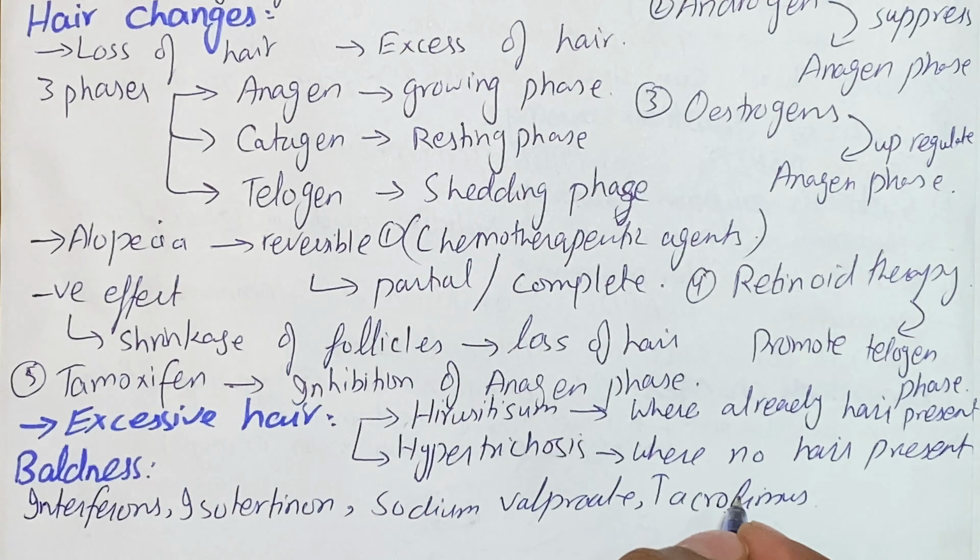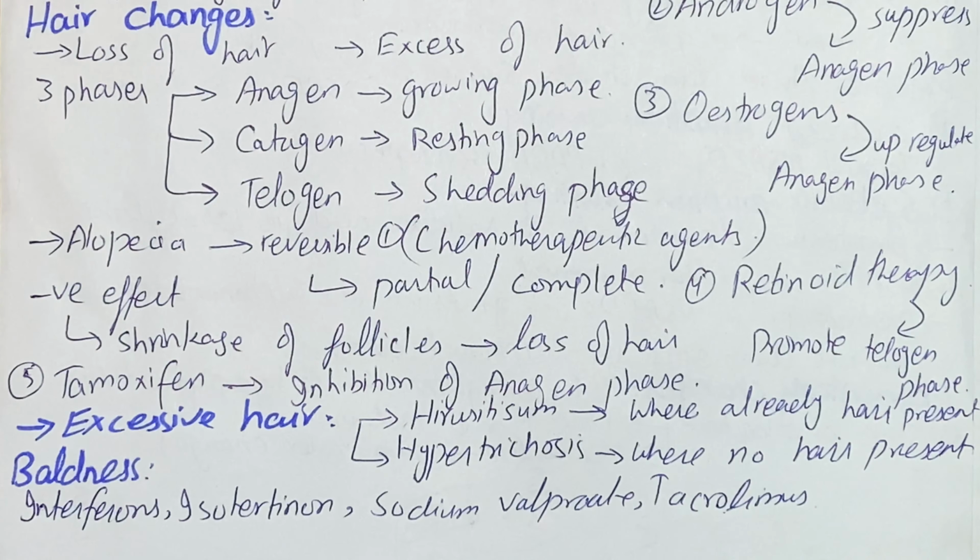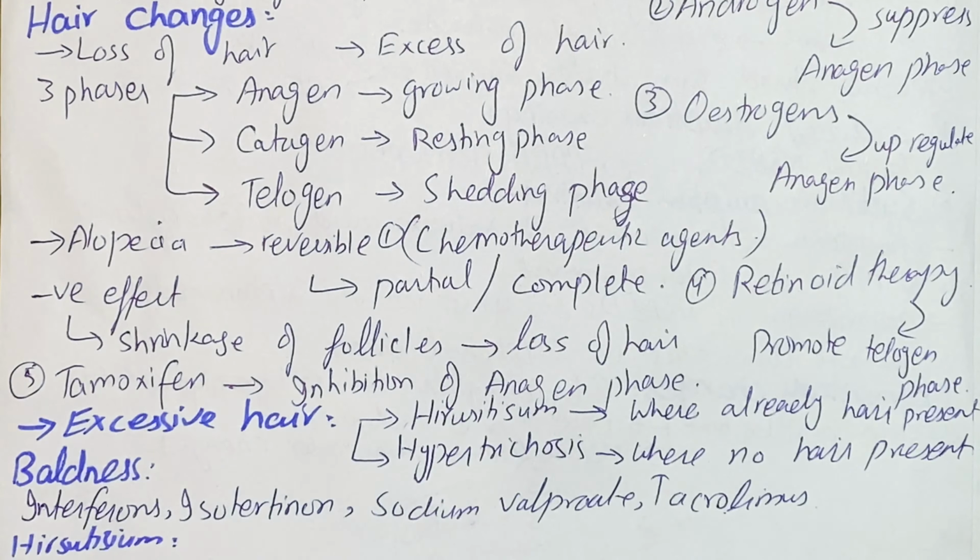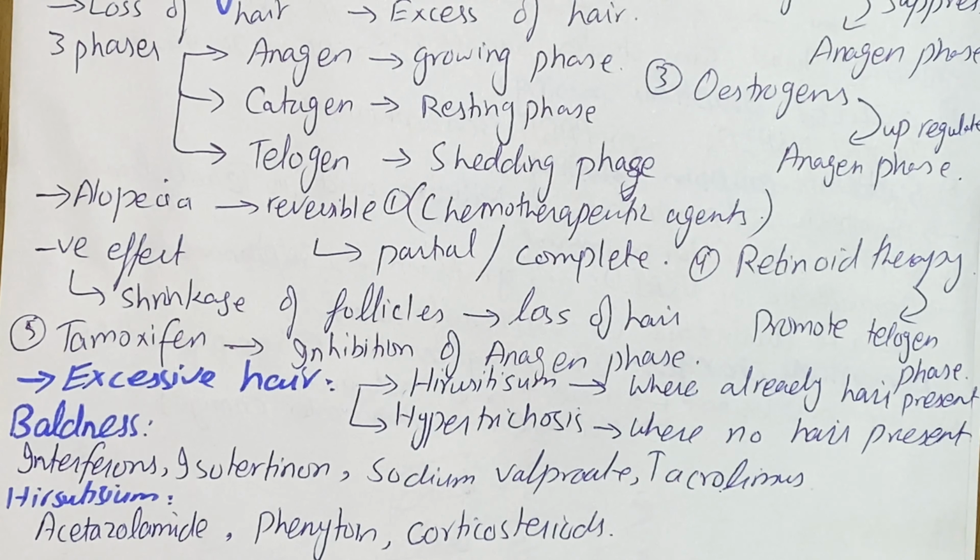So next is drugs which are involved in hirsutism. Acetazolamide, which is used for the treatment of glaucoma and also used for the treatment of epilepsy. Other than that, phenytoin is also included in this category. Phenytoin is actually an anti-epileptic drug, and corticosteroid is also included in this category, and they have multiple functions.